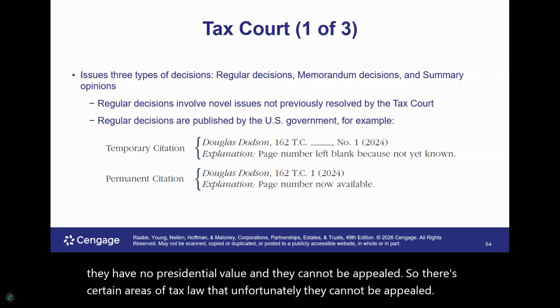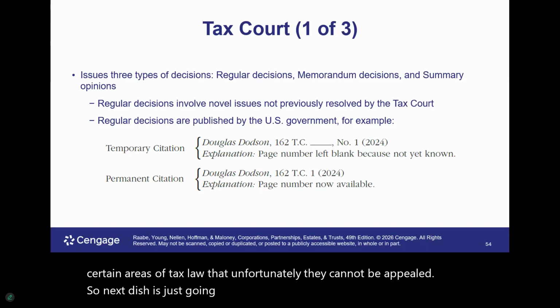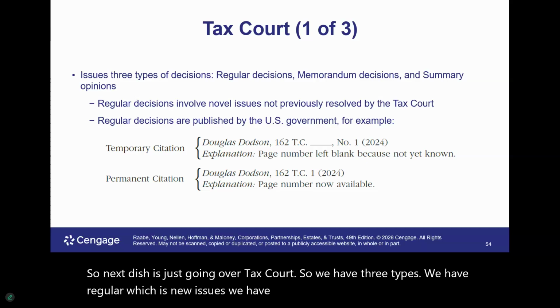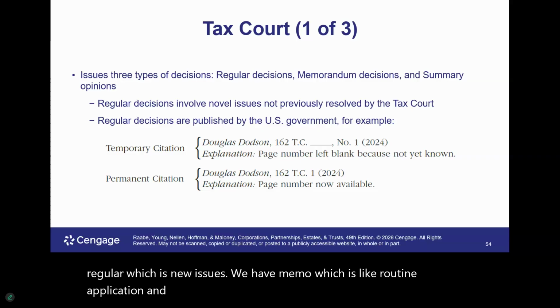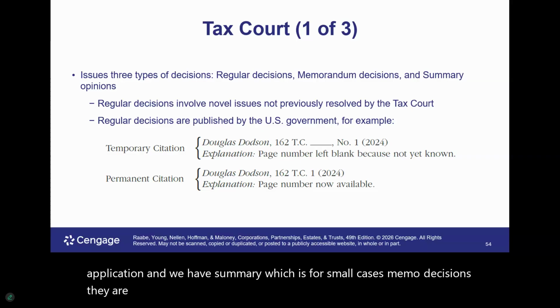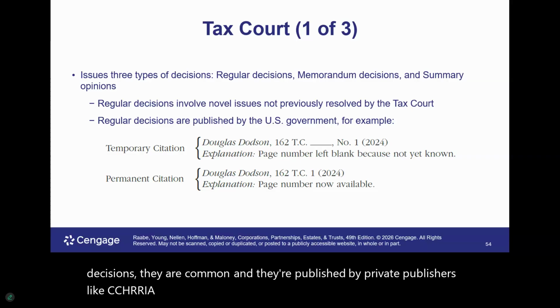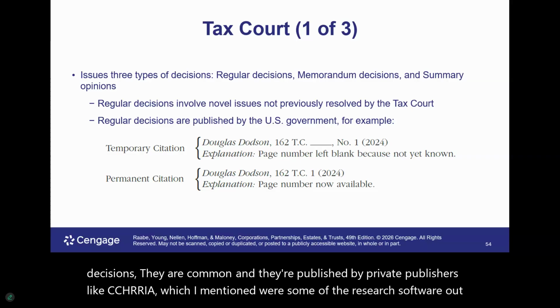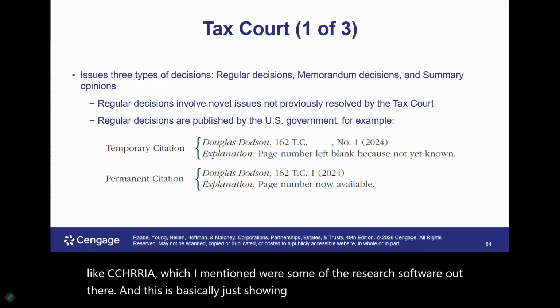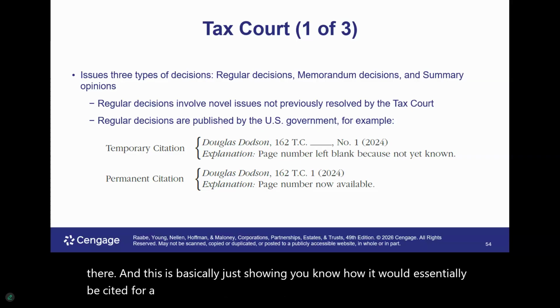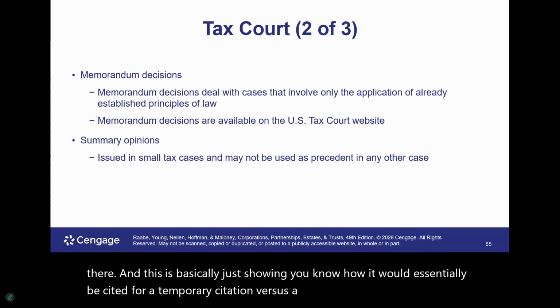So next, this is just going over Tax Court. We have three types. We have regular, which is new issues. We have memo, which is like routine application. And we have summary, which is for small cases. Memo decisions are common and they're published by private publishers like CCH or RIA, which I mentioned were some of the research software out there. And this is basically just showing how it would be cited for a temporary citation versus a permanent citation.